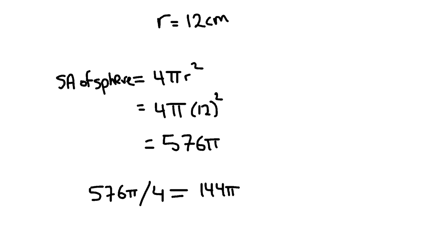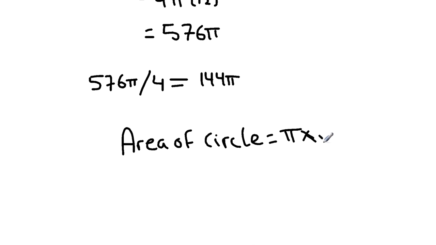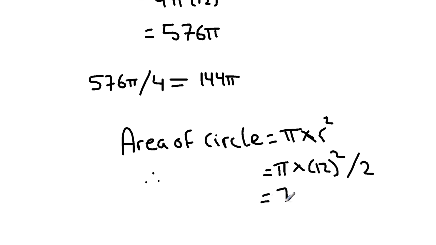Now we need to find the surface area of the two semicircles. So if you remember, the area of a circle is pi times r squared. The radius is 12, therefore the area is pi times 12 squared, and since it's a semicircle, we're going to divide it by 2, therefore it is equal to 72 pi. So we found the surface area of the semicircle at the top. Now we need to find the area of the semicircle on the side. So again, we're going to follow the same procedures again. Area.